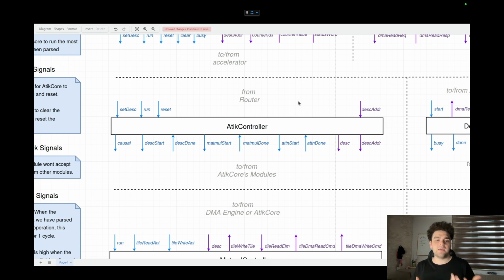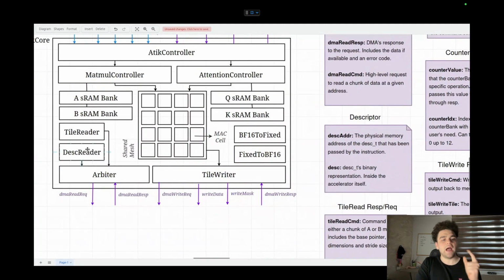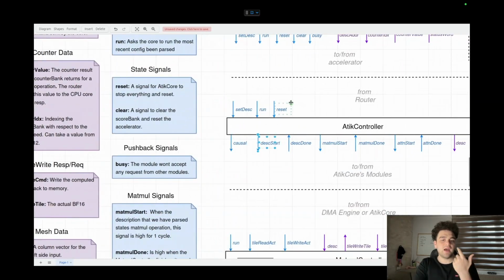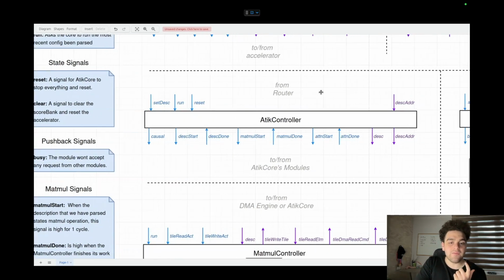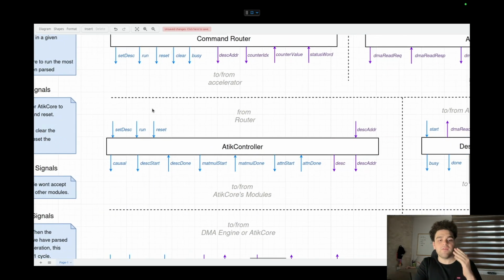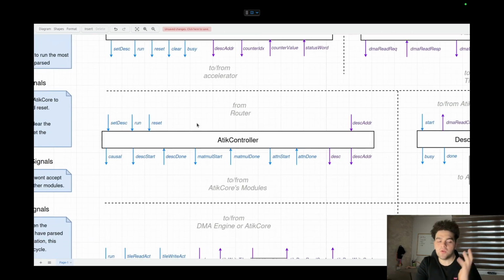our accelerator's behavior. You can see here that we are also passing the description start signal. So the descriptor DMA here will go and figure out how to find that descriptor, that descriptor we have passed through the instruction. If it finds it and everything is okay, it will say description done. Like we have stored the description, now it is in our registers, and the controller will say, okay, if I receive the run signal from the command router, now I can run either a matmul or an attention.